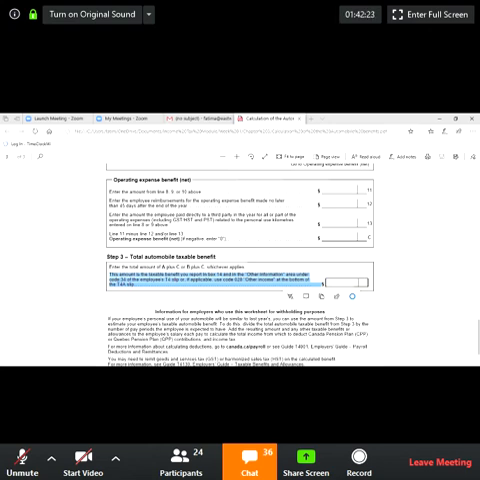Next is cellular phone and internet benefits. If the employer provides the employee with a cell phone or other communication device that the employer owns to help carry out the employment duties, the fair market value of the cell phone or device is not a taxable benefit, because you are using it for employment purposes, not for your personal purposes, right?